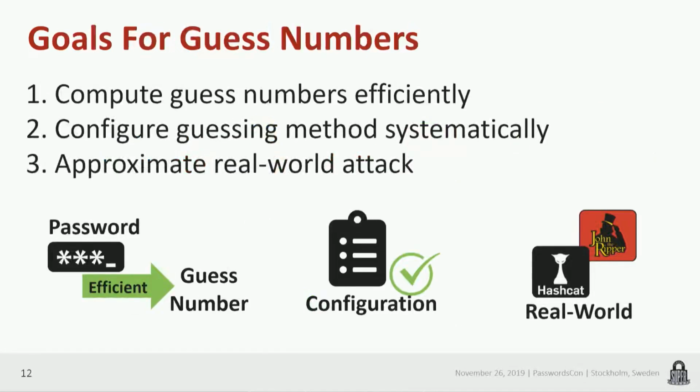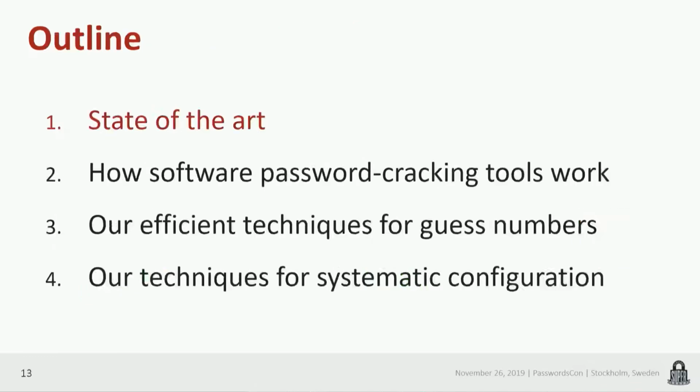We want them to have 3 properties. The first one is the process must be efficient. The second one is we want to have a systematic approach to configure the password guessing attack, based on a large file of plain text passwords as input. And finally, we want the attack to be real. So the guess number or approximation of the guess number should be based on real-world data.